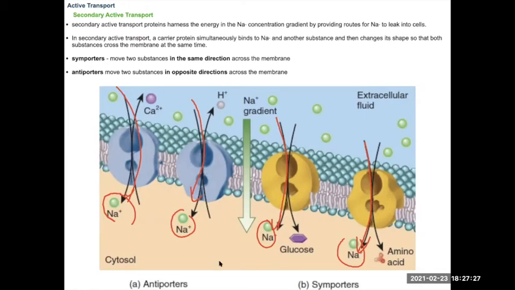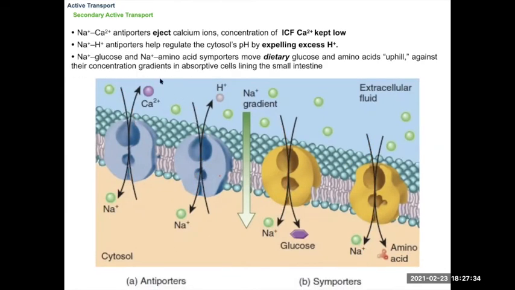I'll give you an example. Here are some of the major ones, right? Sodium-calcium antiporters are ejecting calcium as sodium flows in right here. And this keeps your intracellular fluid calcium concentrations low, right?